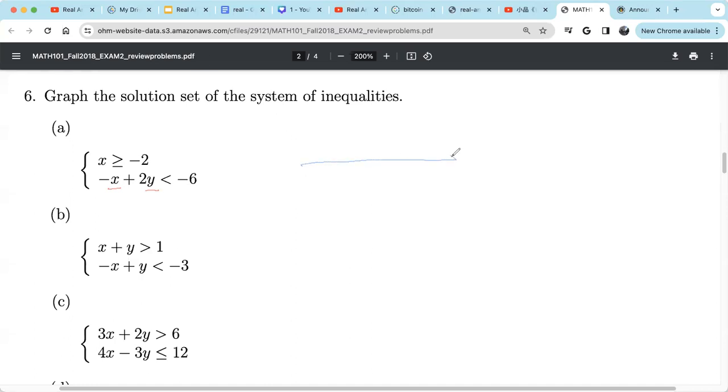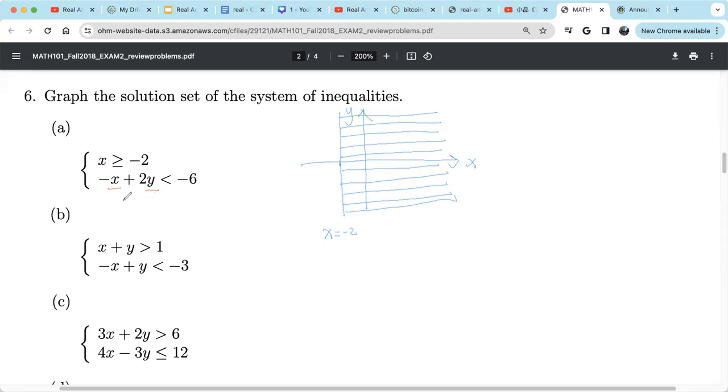So let's graph the x-axis and y-axis. x greater than or equal to negative 2. Let's first look for negative 2. Because the equal sign is there, I draw a solid line. So this is the line x equals negative 2. For x greater than or equal to negative 2, that's on this side, right? All those points, the x values are greater than or equal to negative 2. So, half plane.